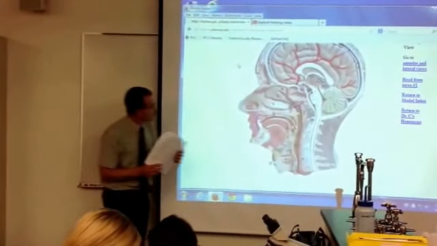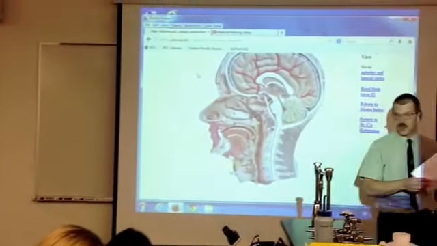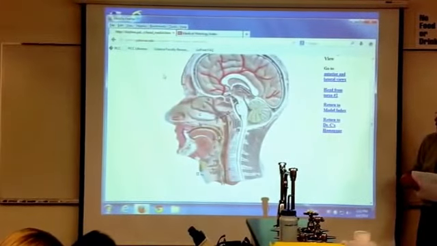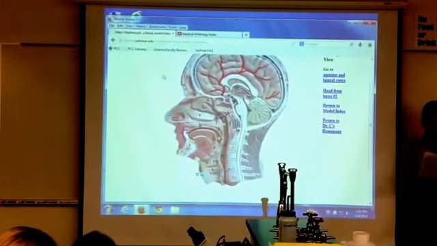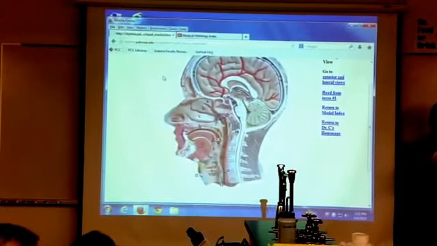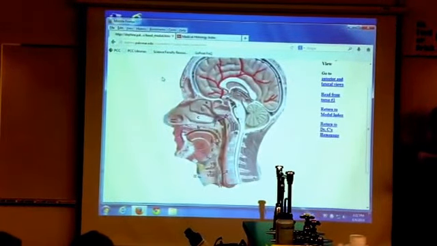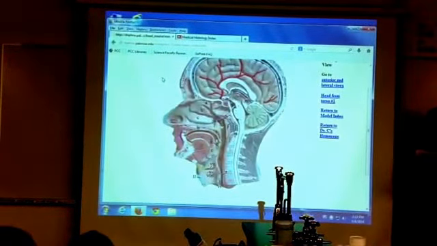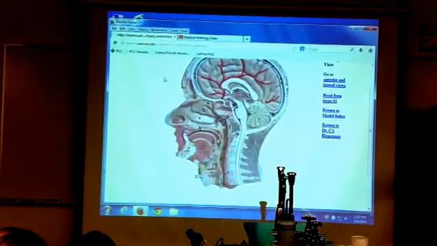Then we have something labeled V. What is V? Very good. Remember last time the eustachian tube you learned? That's where it comes out in your upper airway. So that's your opening of your auditory or pharyngeal tube.